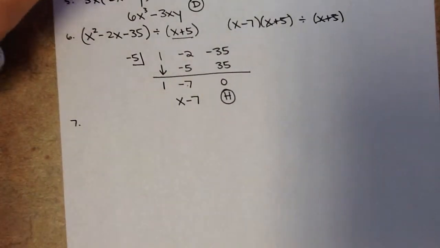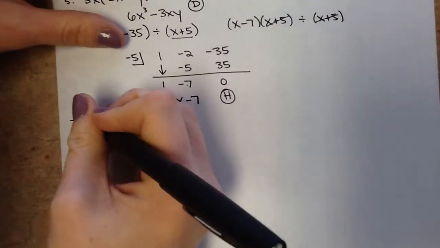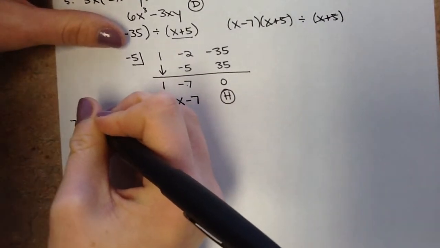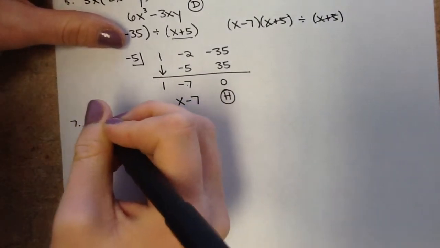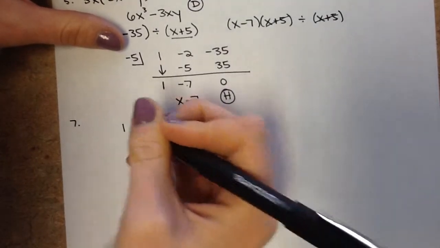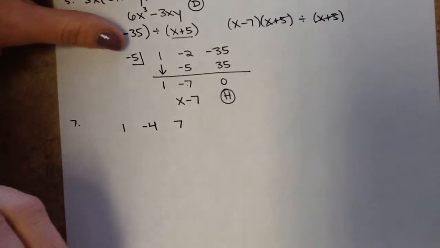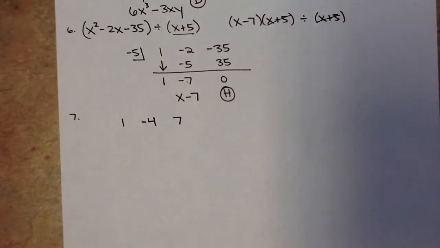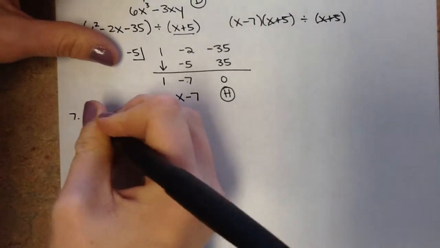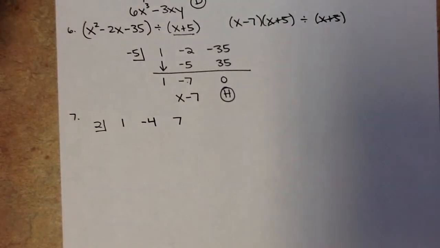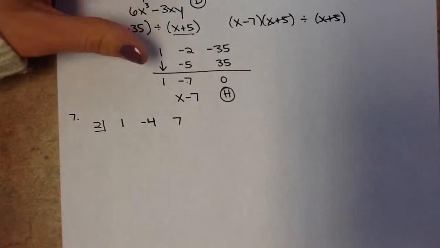Number 7, which represents the correct synthetic division? So I'm going to set it up for you guys, and then we'll compare it to the options that we have. So we've got a 1x squared, negative 4x, plus 7. And because you're dividing by an x minus 2, like I said with the last one, when you're dividing by a factor like that, you put the opposite of the factor in the box. So automatically that eliminates A and C because they put a negative 2 in the box.